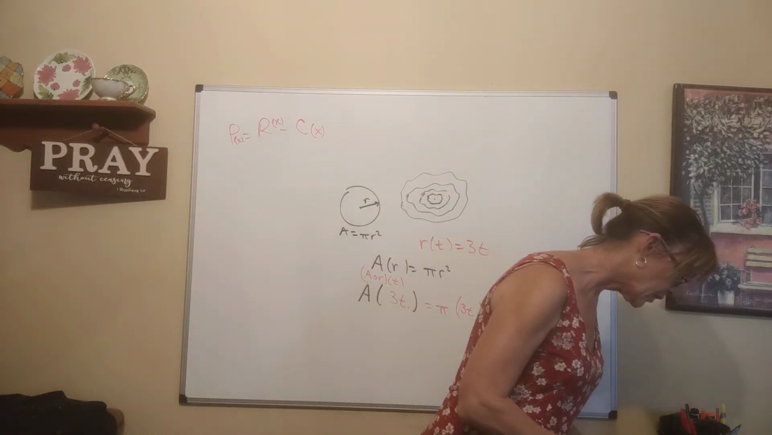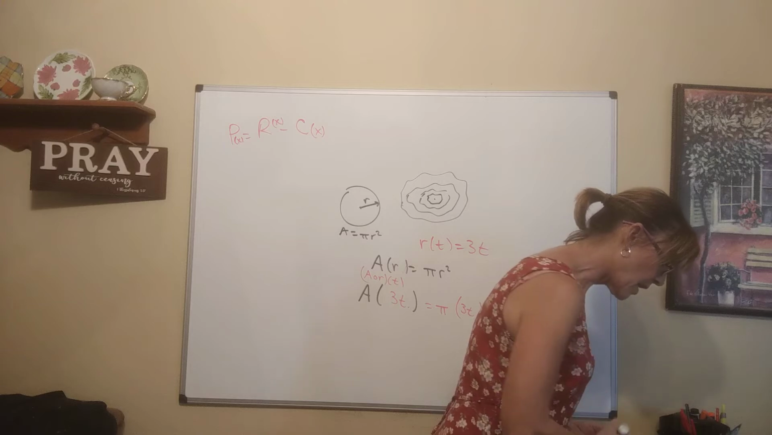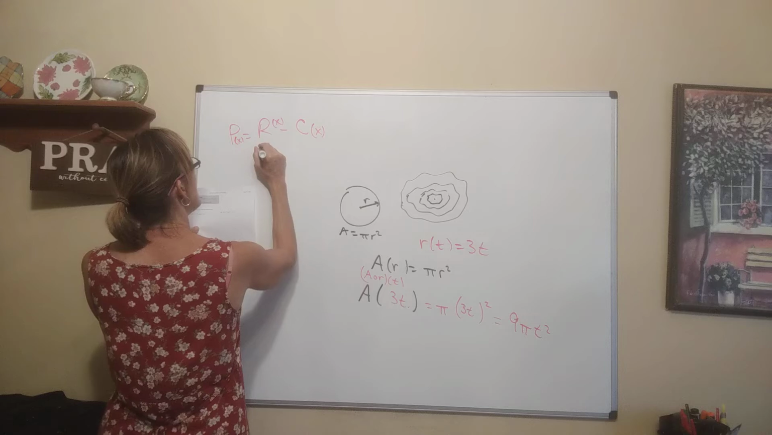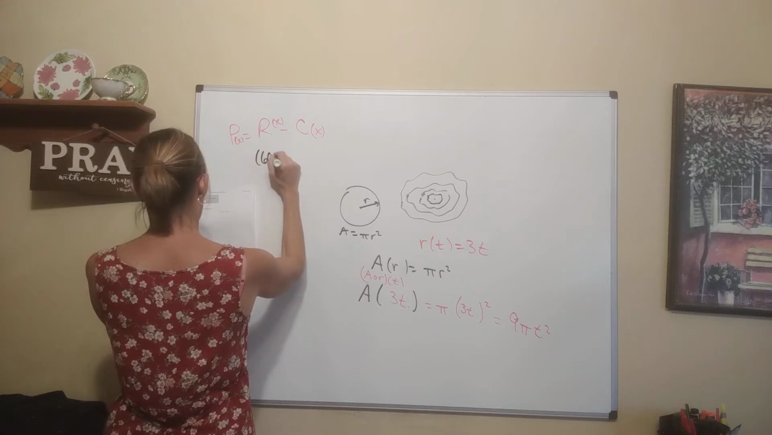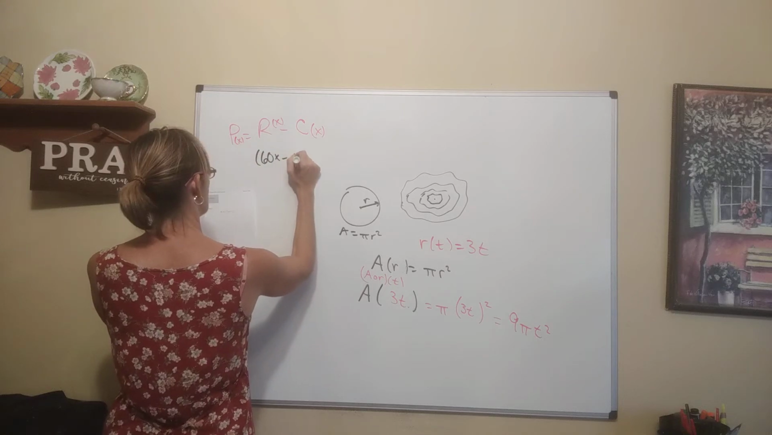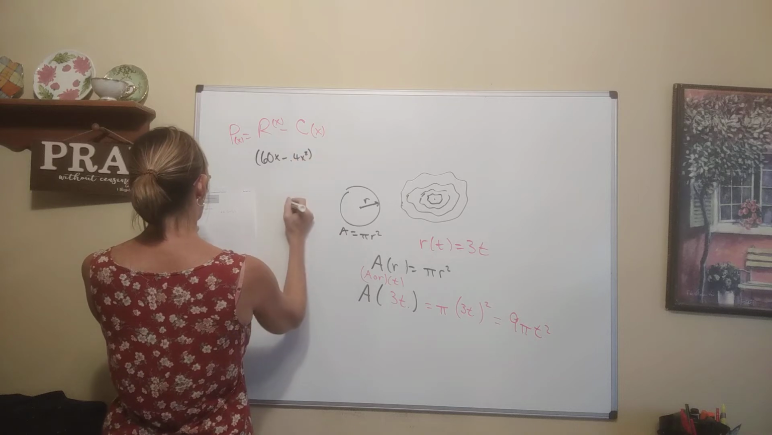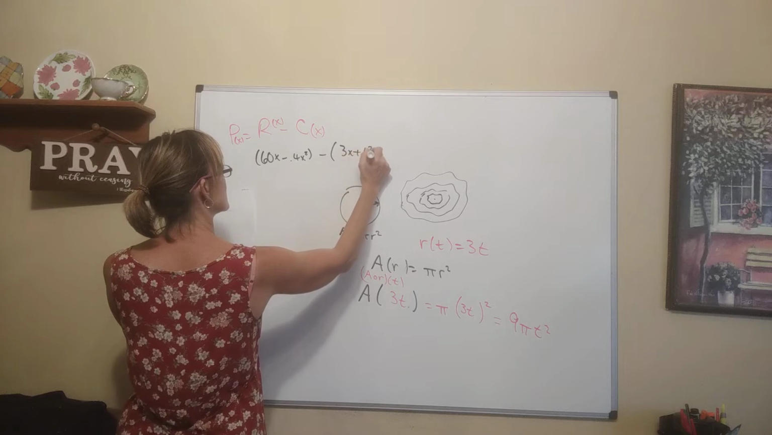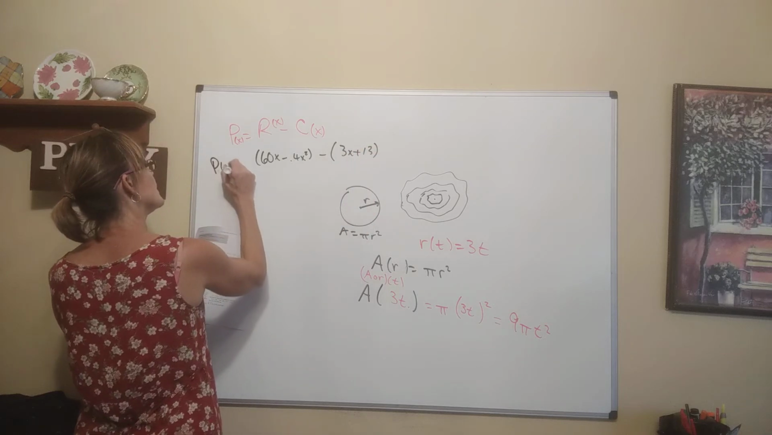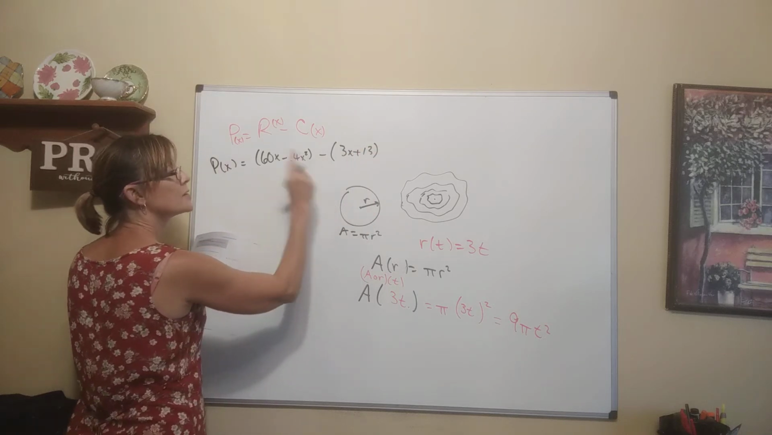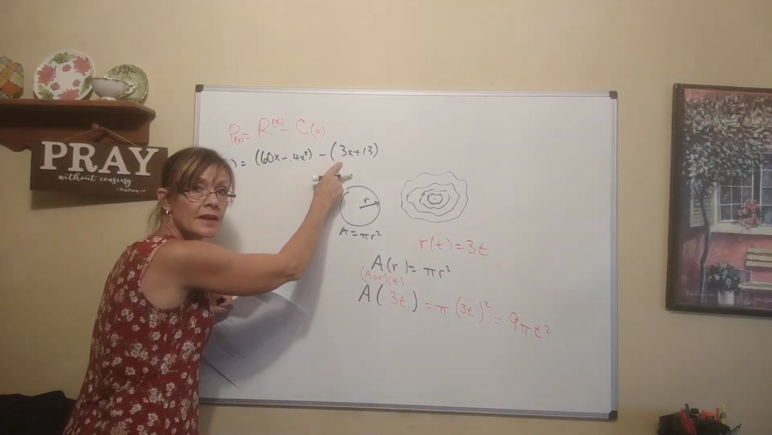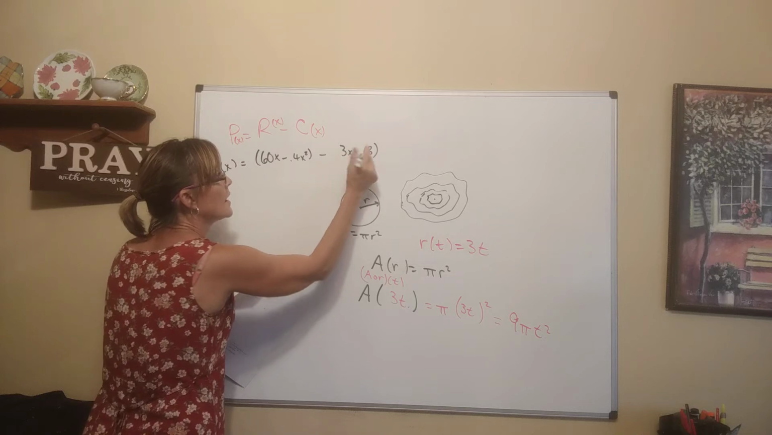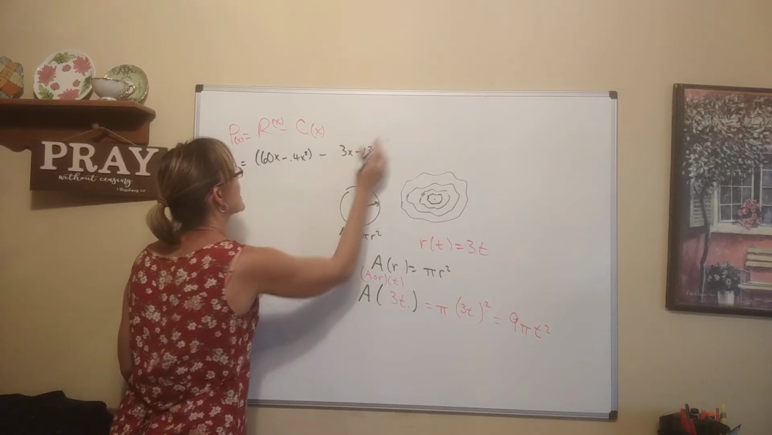They said that the revenue is 60x minus 0.4x squared. R of x is 60x minus 0.4x squared. And minus the cost is 3x plus 13. So this is what our profit equation is going to be. Let's simplify this. Remember, this is really critical. Distribute that negative to both of these terms. So it's going to be minus 3x and a minus 13, just like that, okay?